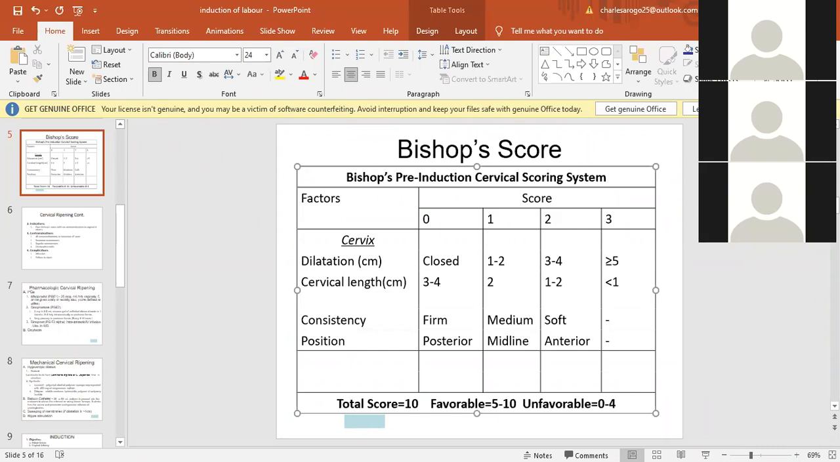A score of 6 and above is considered to be inducible. So I think I've clarified that.